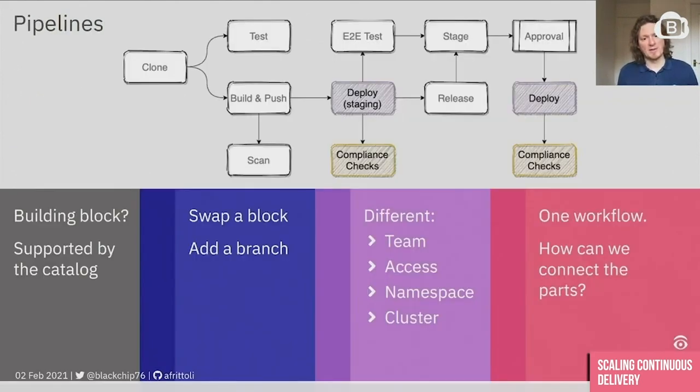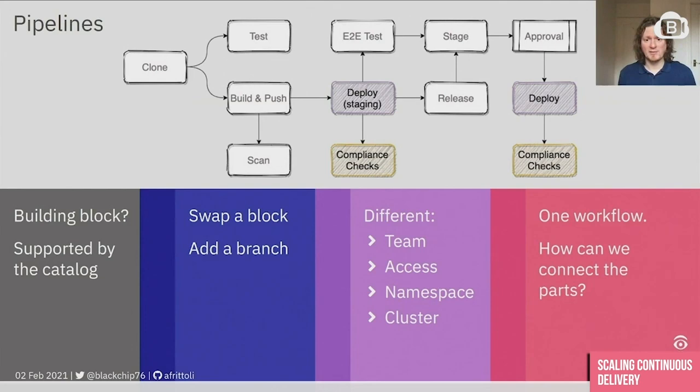So in terms of pipelines, can they be a building block, something that I can reuse and share with others? Well, if you look at this pipeline, it is quite large, and it's actually not so uncommon to have pipelines even larger than this. So sharing pipelines is supported by the catalog. However, when you have such a large pipeline, then you may run into issues if you want to swap one of the blocks. For instance, you have a new version or change one of the implementations in one of the blocks, or you want to add a new branch into the pipeline.